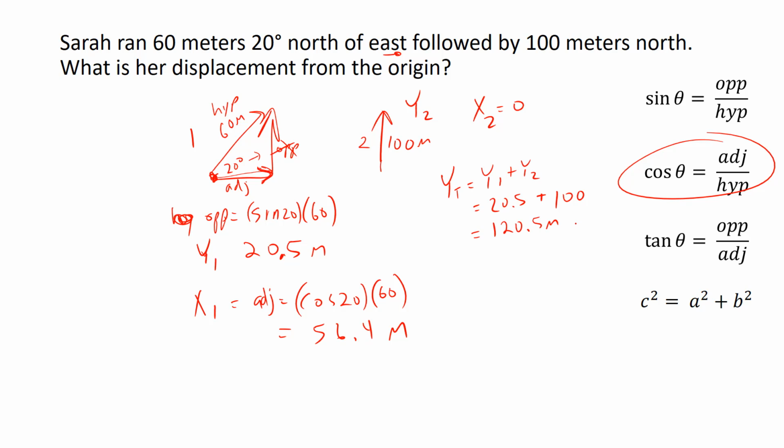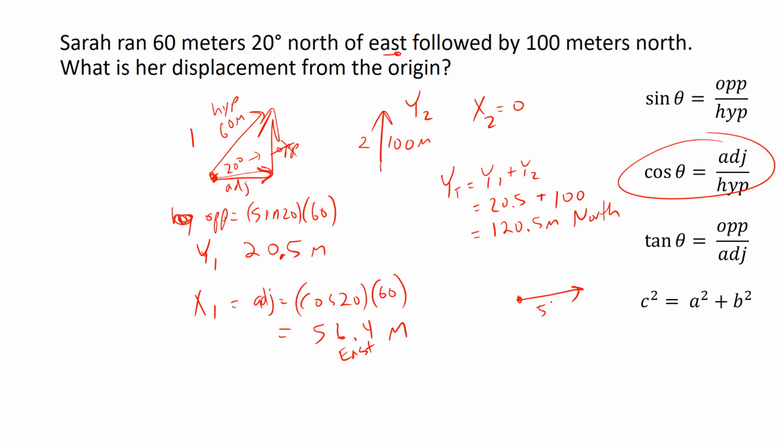120.5 meters north. And our x, there was only one x component, and this was 56.4 meters to the east. And now we have a problem just the same as we had before. When we put these two together, we go ahead and we will draw the triangle again. And it doesn't matter which one you do. Once again, you have an alternative correct answer.